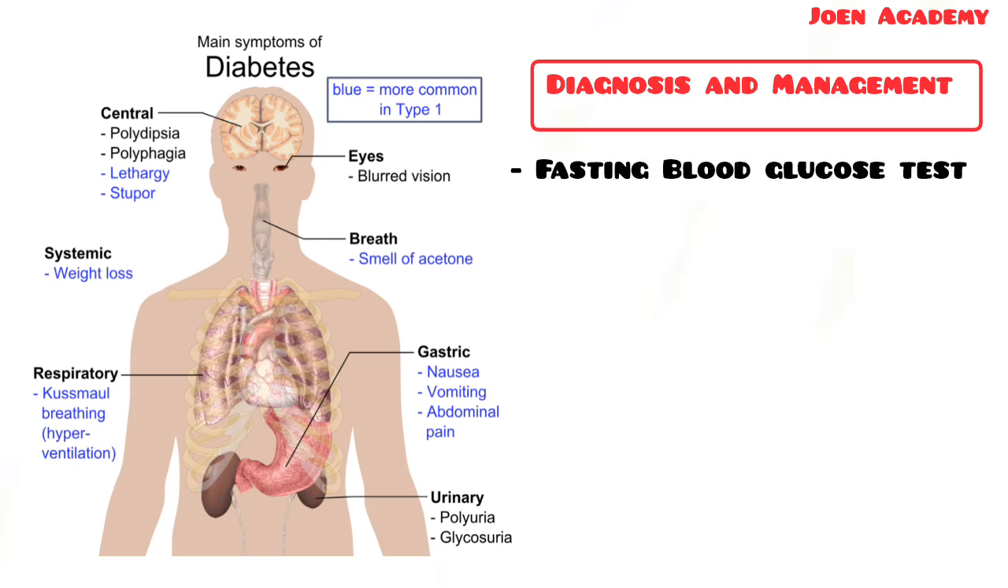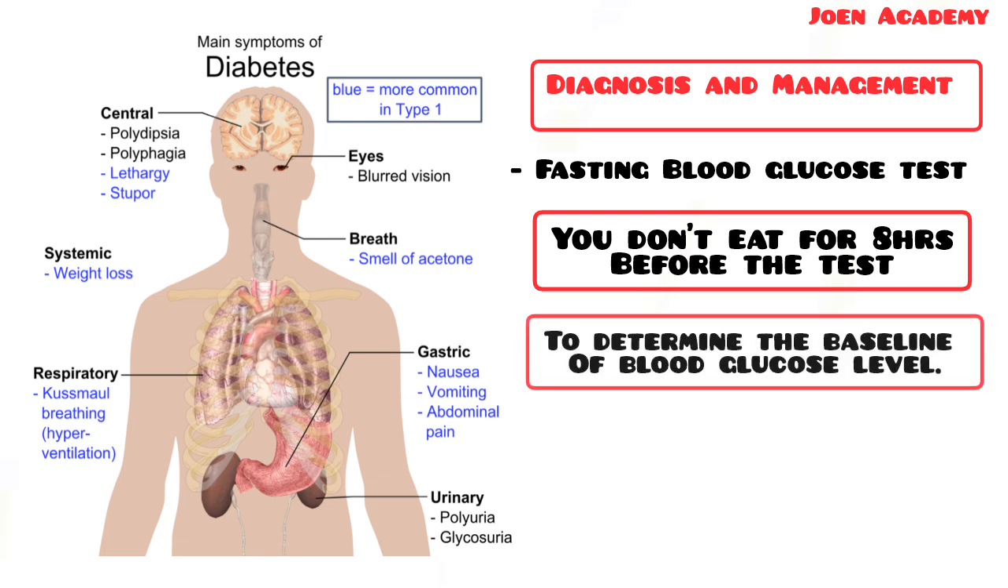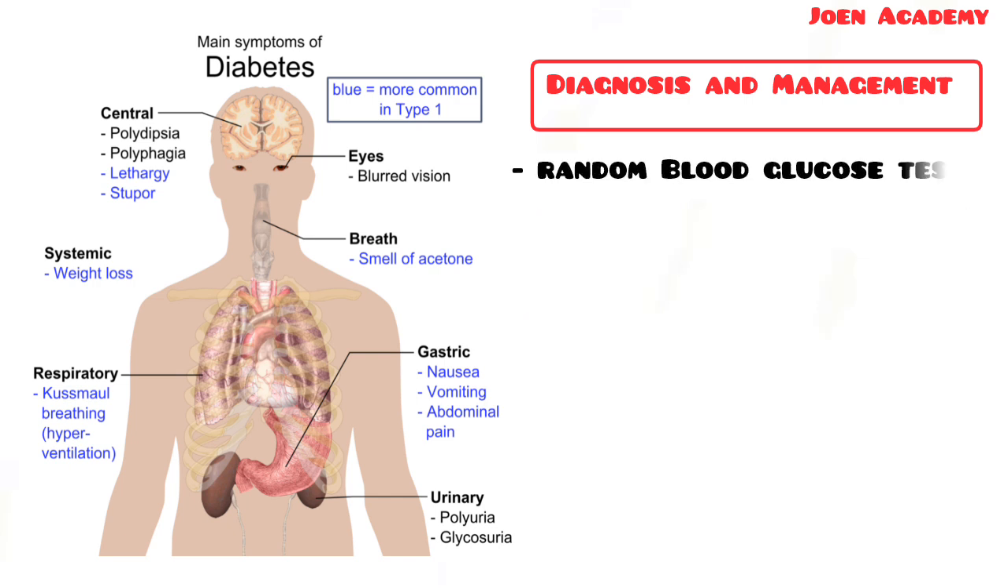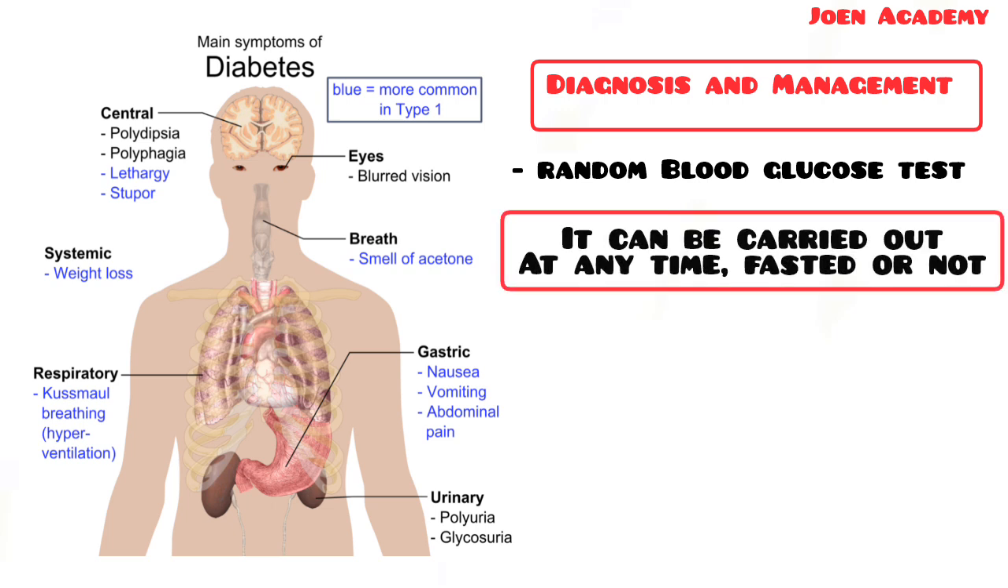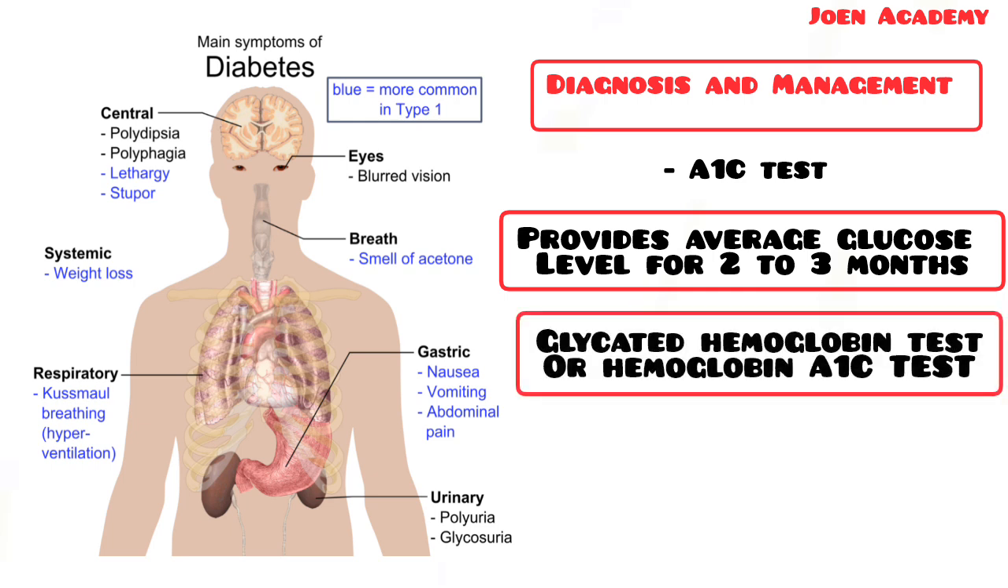For the fasting blood glucose test, you don't eat anything except water for at least 8 hours before the test. What the fasting blood glucose test does is that it allows the healthcare provider to see the baseline of the blood sugar. As for the random blood glucose test, you can carry out this test at any time, regardless of whether you have fasted or not. As for A1C, it provides the average blood glucose level for the past 2 or 3 months. It is also called the glycated hemoglobin test or hemoglobin A1C test.